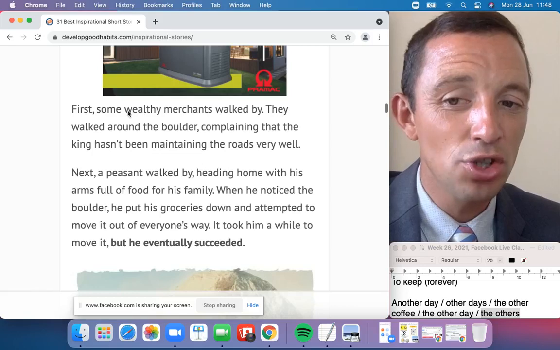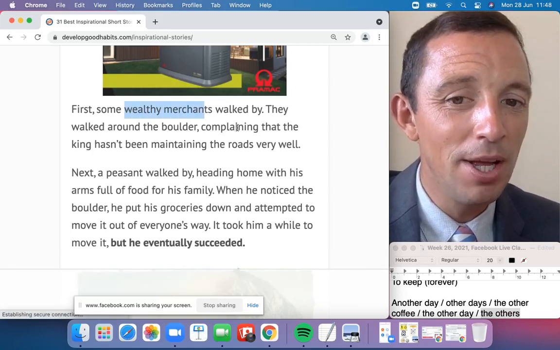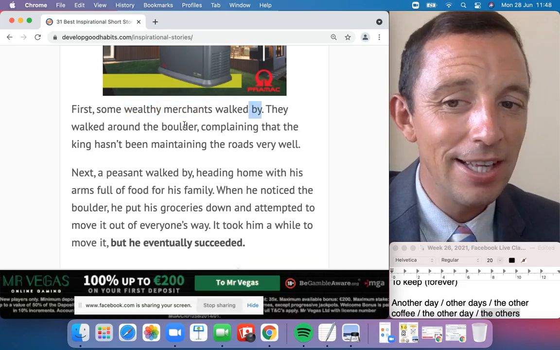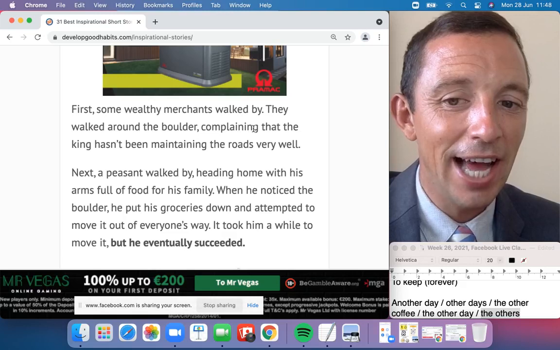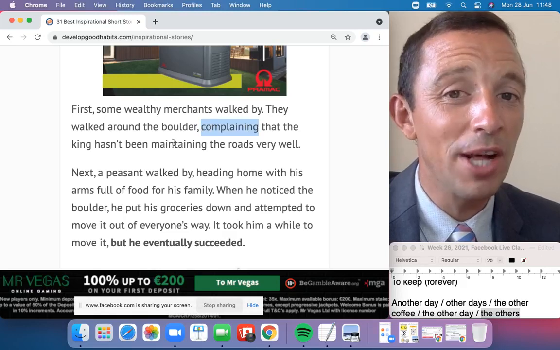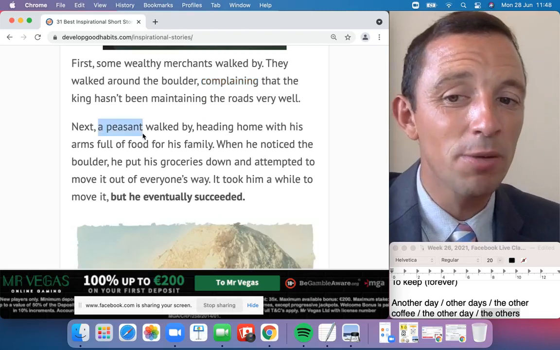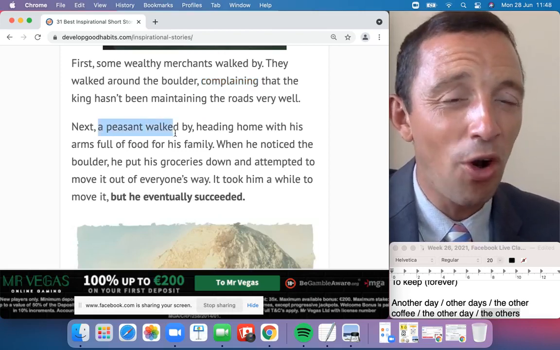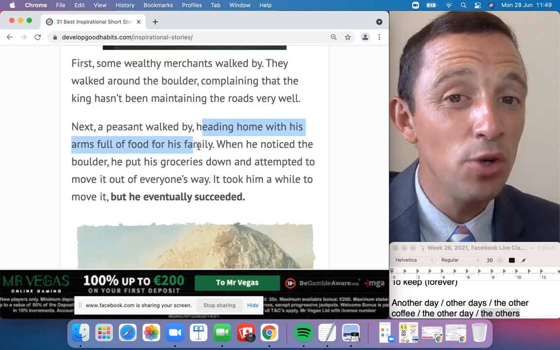Okay, first some wealthy merchants walked by, so some very rich people, business people, walked past. They walked around the boulder complaining that the king hasn't been maintaining the roads very, very well. So they were complaining, they were very negative, not very happy. Next, a peasant walked by, a poor person, maybe a very ordinary person, heading home, going home with his arms full of his food for his family.